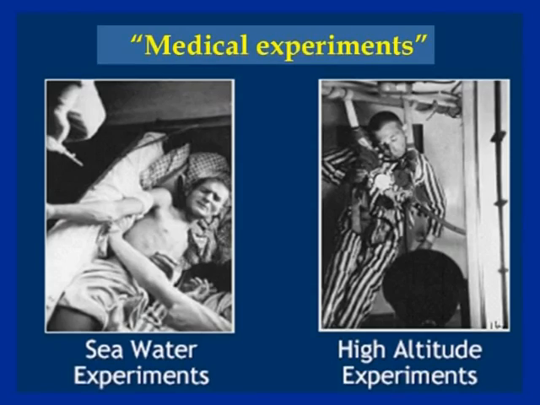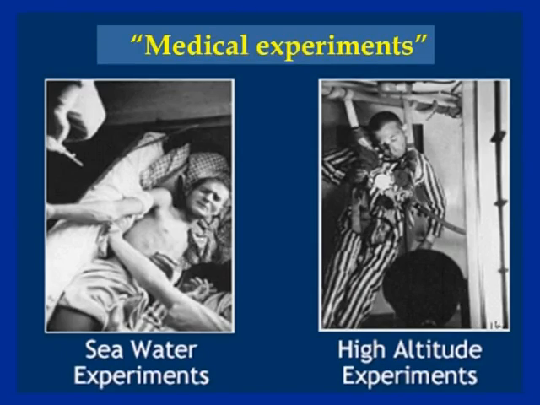Then of course, the other experiments were the seawater experiments, where they were trying to find how to make seawater potable. So they would deprive the prisoner totally of food and give him only chemically processed seawater. And of course, the high altitude experiments, here they were trying to find out how long you could survive in this atmosphere. So they made low pressure chambers and put these prisoners into these low pressure chambers.